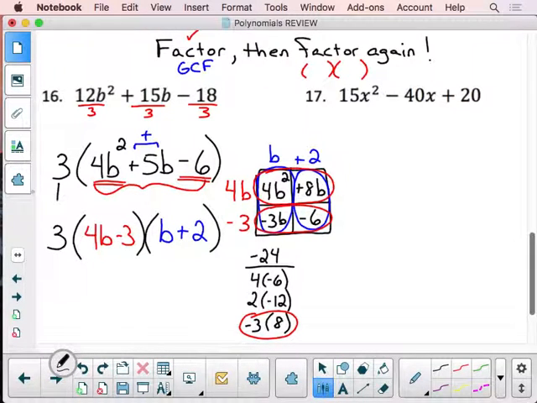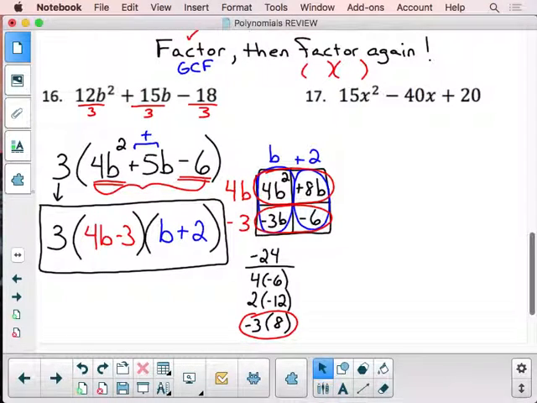Don't forget to bring down that 3, though. That's a part of your solution. It's just as important a part as any. All right, you end up with 3 times 4b minus 3 times b plus 2 being your solution. All right, that's the answer to number 16 right there in the box.